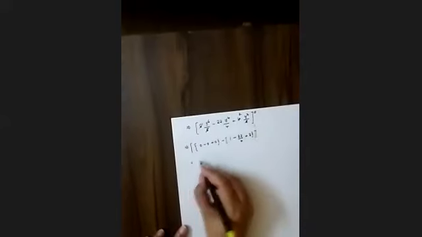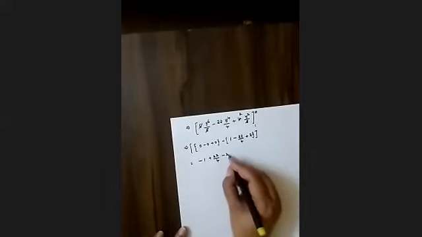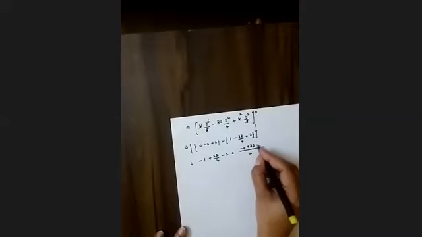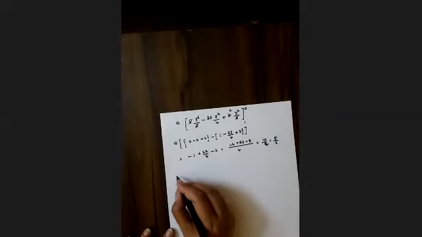On simplifying, what you are going to get? Minus 1 plus 22 by 4 minus minus 2. When taking 4 as LCM, this is minus 4 plus 22 minus 8. What you are going to get? 10 by 4, which is 5 by 2. So this is the I2 value. So I1 value we got minus 1 and I2 value we got 5 by 2.